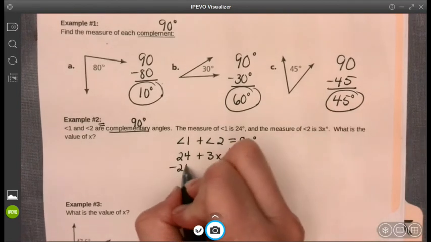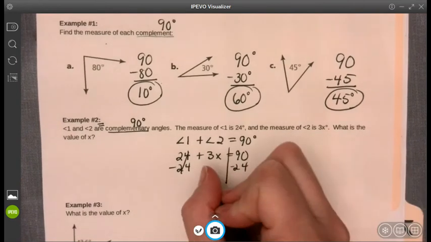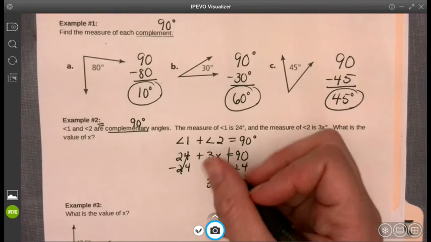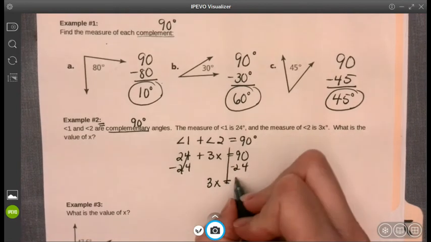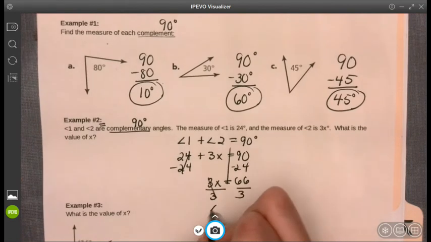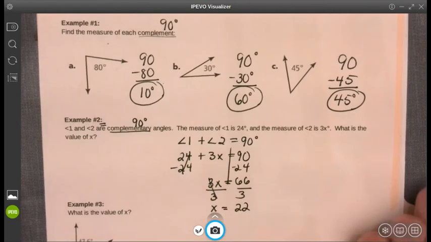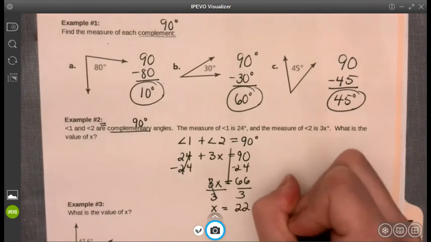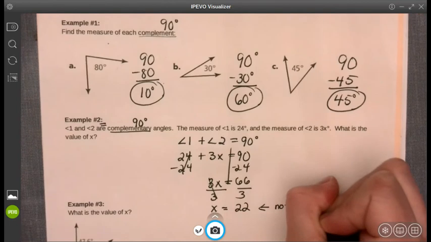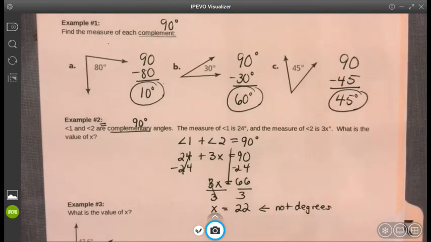So I'll subtract 24 from both sides. We're left with 3x equals 66. Then we divide both sides by 3, and we get that x equals 22. Now I want to be careful. This is not degrees. I noticed that quite a few of you, when you were writing your answers on your form, when you were solving for x, you would write degrees. This is just what the value of x is.